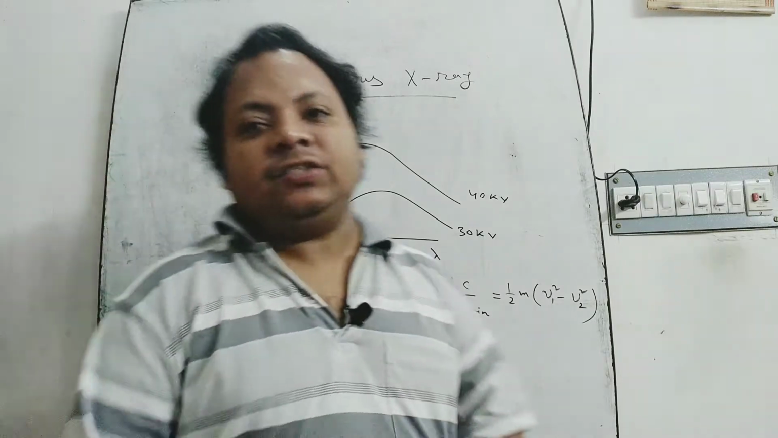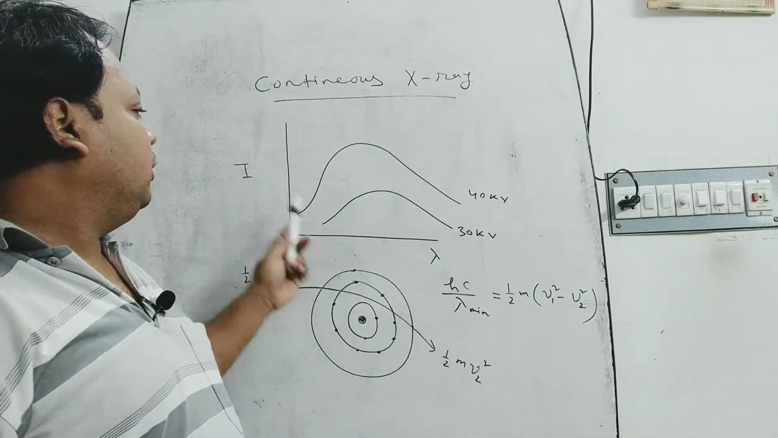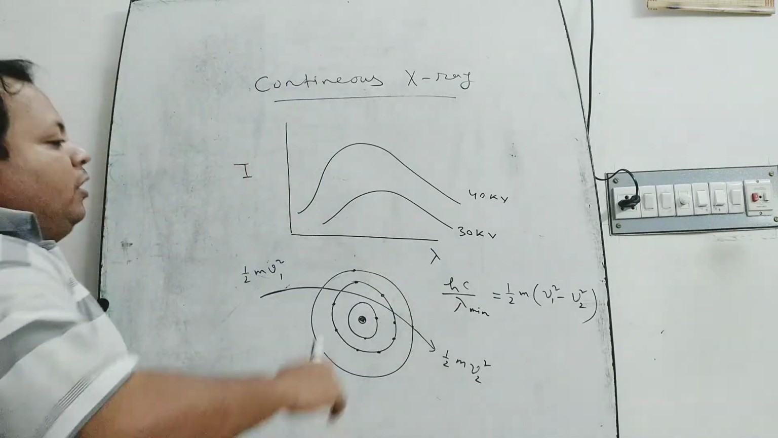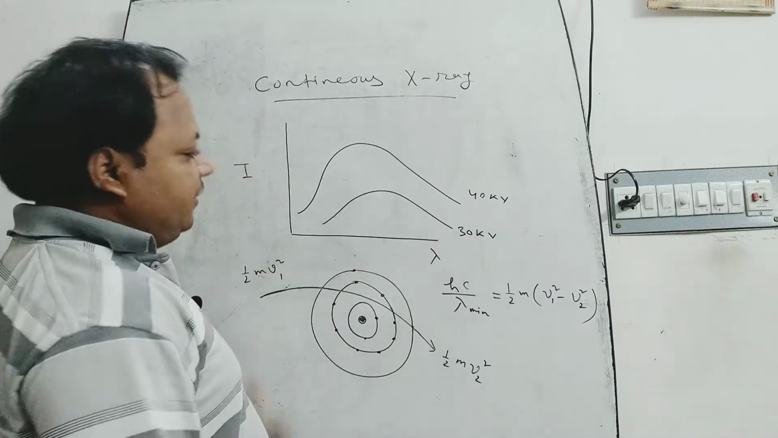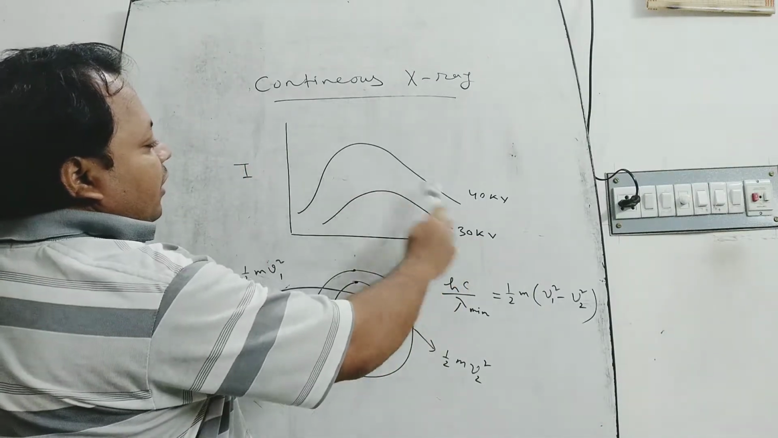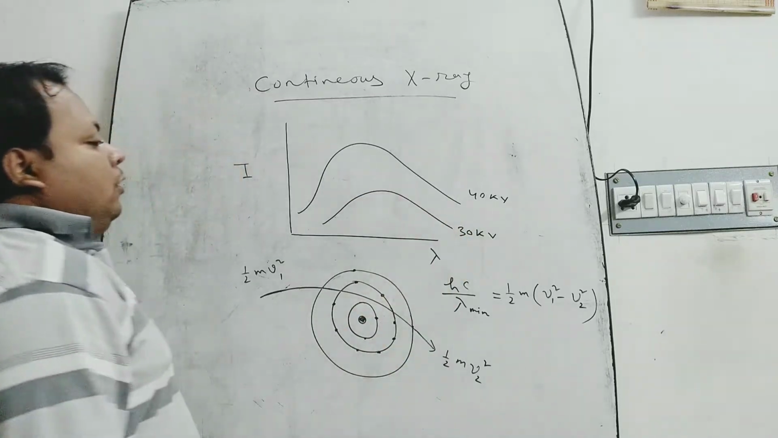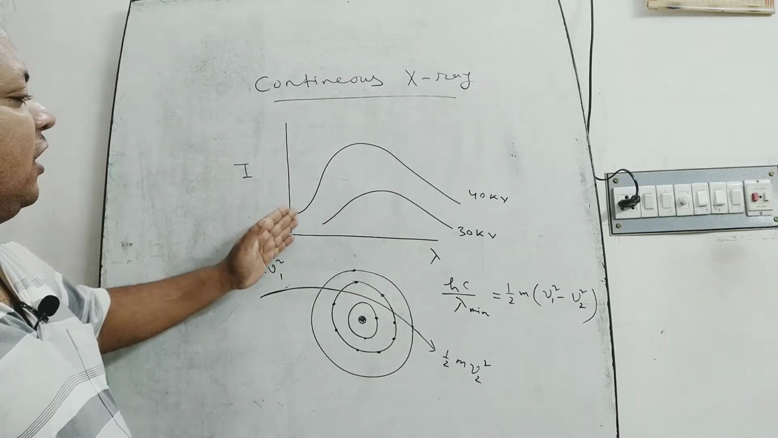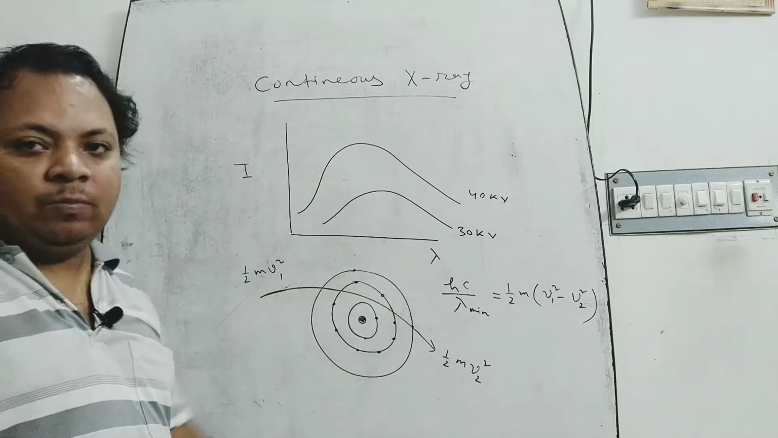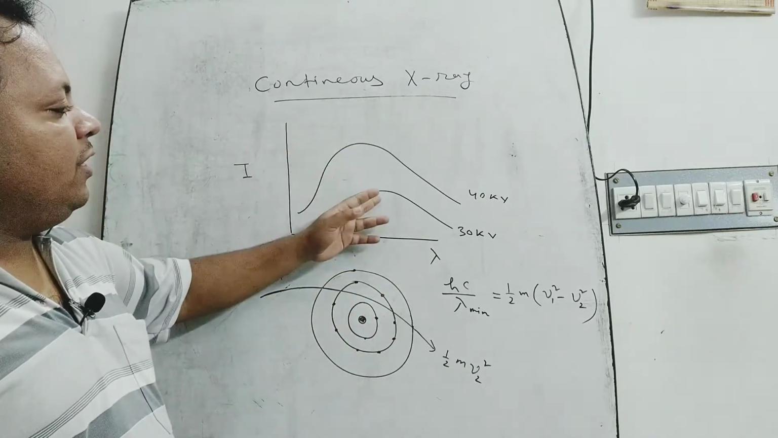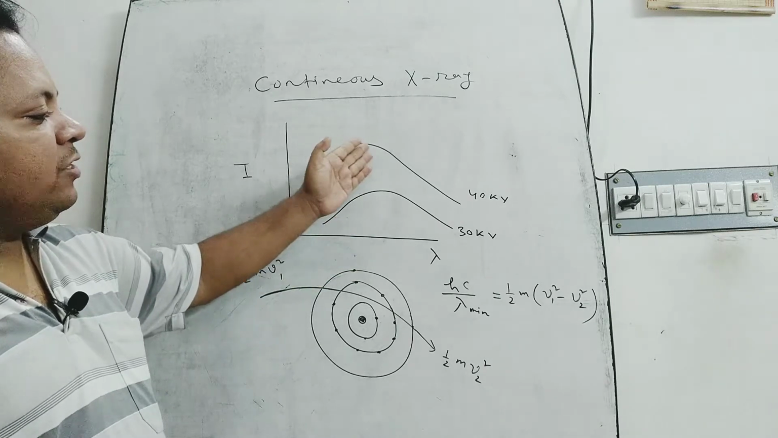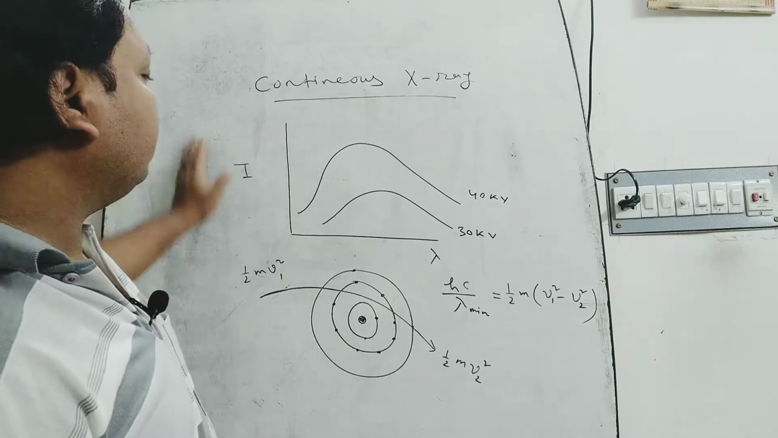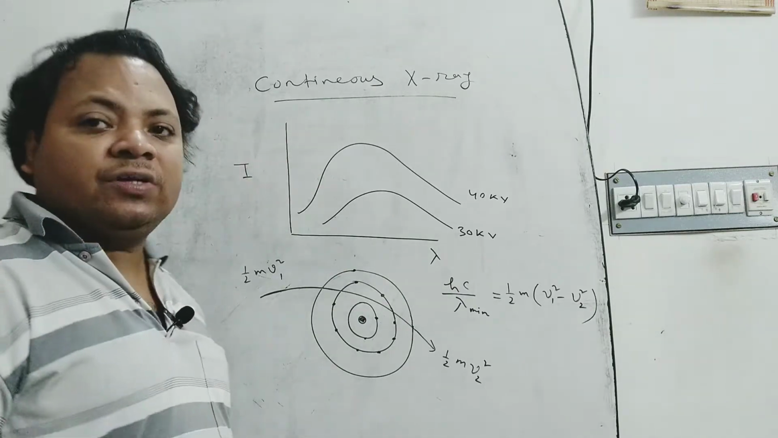Next, continuous X-ray. If we plot the intensity of X-ray with the wavelength at a fixed potential difference, we have a bell-shaped graph. That is, the intensity of X-ray initially increases with the increase of the wavelength. After some time, it becomes a peak and then it decreases with increasing lambda. These X-rays are known as continuous X-ray.